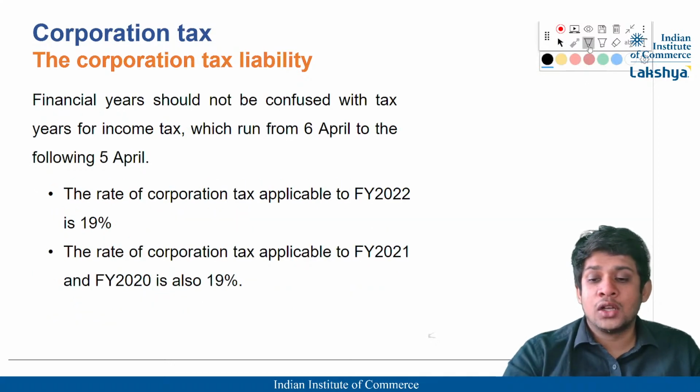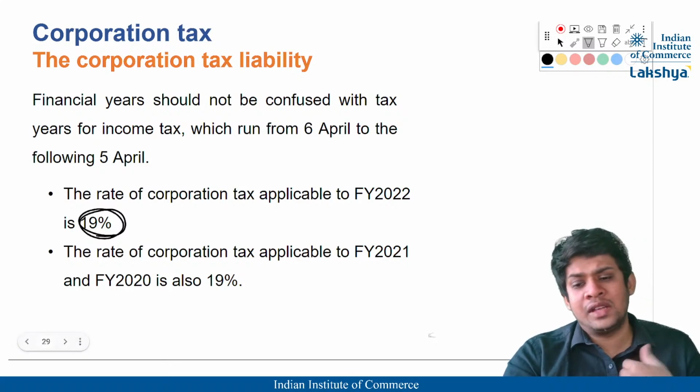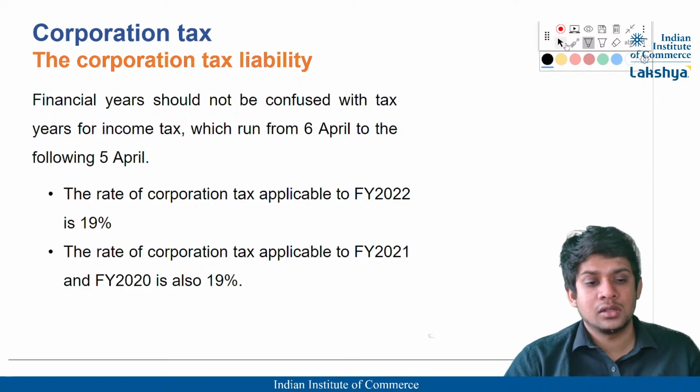As I told you guys, the corporation tax liability is charged at 19%, and it has been so for a number of years. Okay. So since 2021, 2020, it has always been 19% for many years.